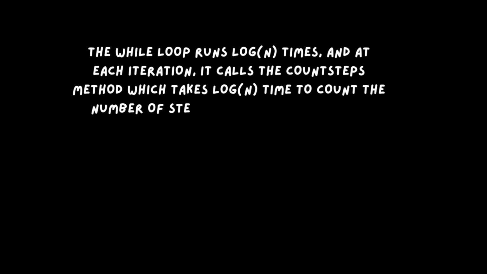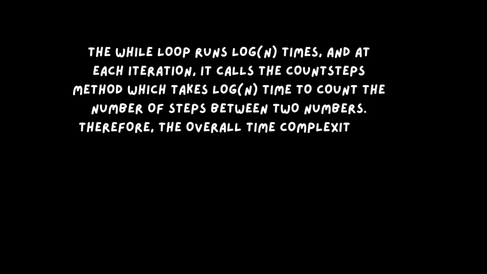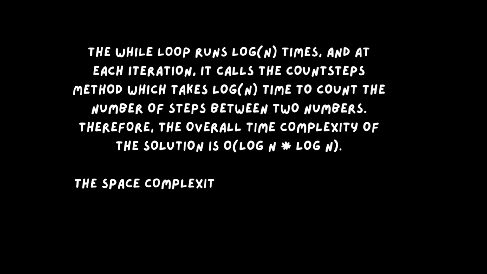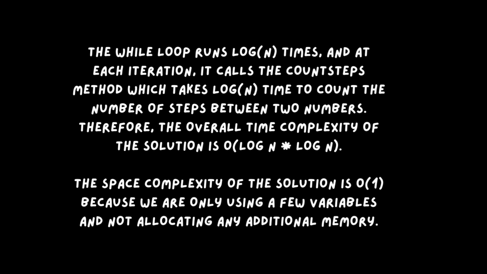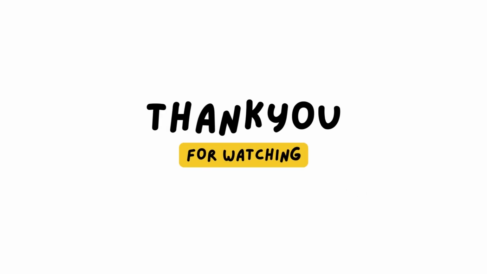The while loop runs log n times, and at each iteration, it calls the countSteps method which takes log n time to count the number of steps between two numbers. Therefore, the overall time complexity of the solution is O(log n * log n). The space complexity of the solution is O(1), because we are only using a few variables and not allocating any additional memory.